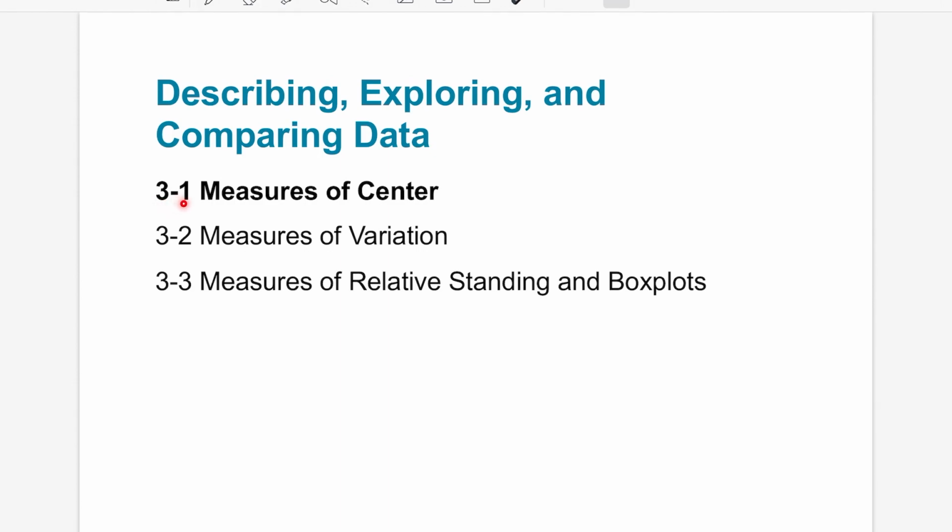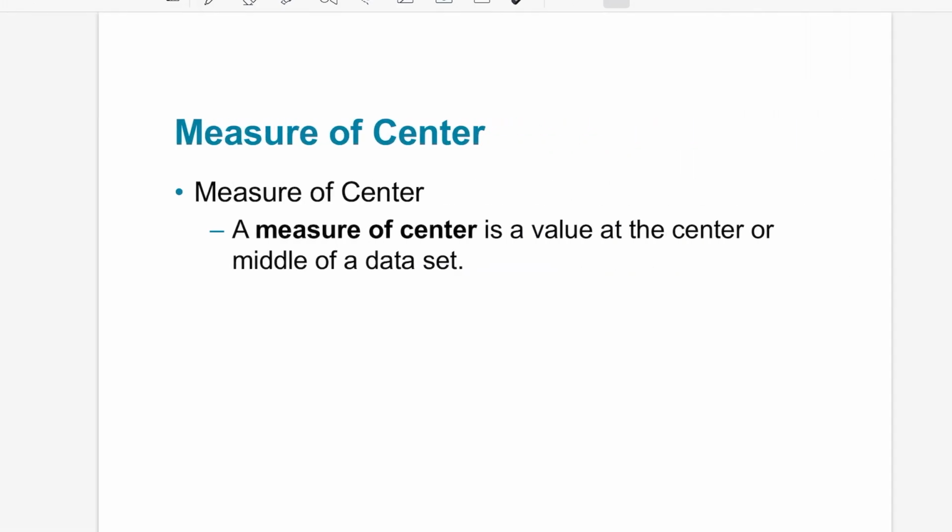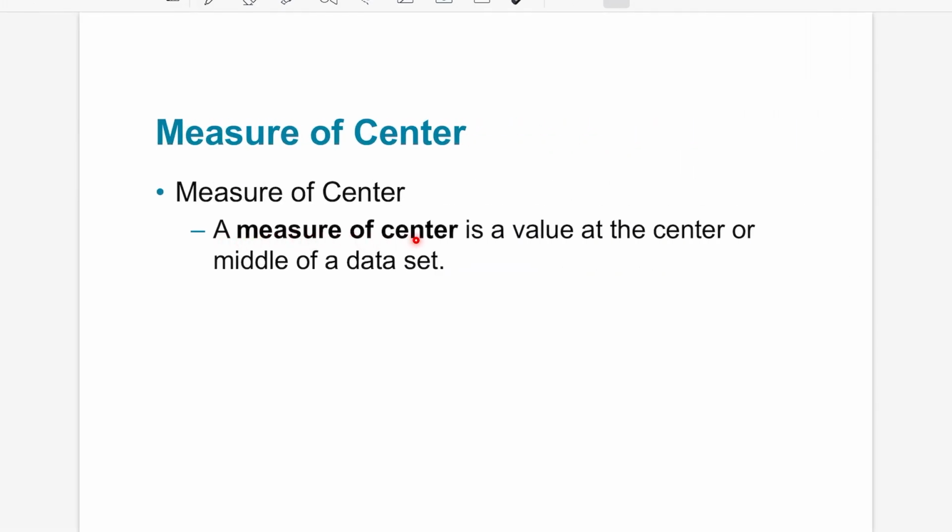Section 3.1, Measure of center. A measure of center is a value at the center or the middle of a data set. There are 4 numbers that we can use to measure the center.